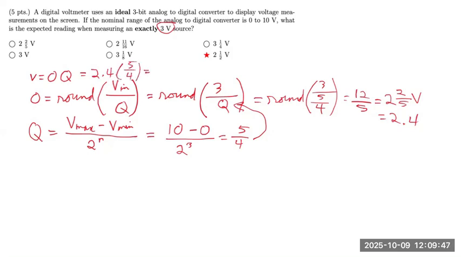Sorry, I still forgot to round. Rounding 2.4 gives 2. So 2 times 5 over 4 is 2 times 5 divided by 4, which is 2.5, or 5 over 2, which is 2 and 1/2. And that is the correct answer marked over here.